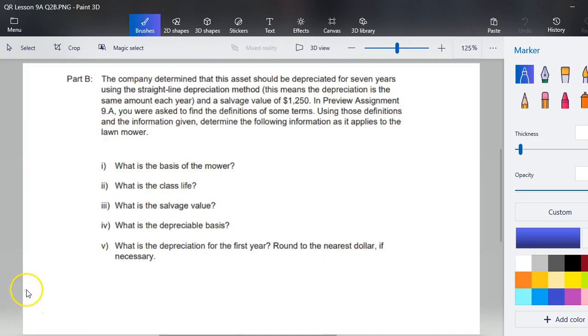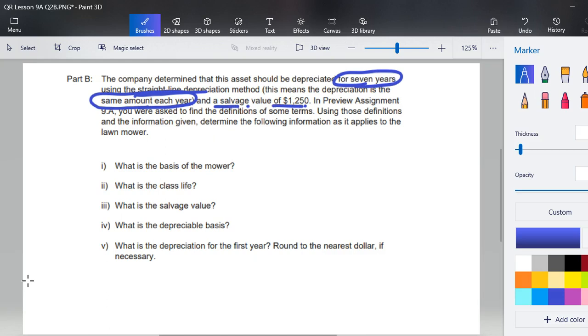Do start and stop this part B, as we answer these, to make sure that you've got the vocabulary written down and a definition and even an example using the one that we're talking through. The company determined that this asset should be depreciated for 7 years using the straight line depreciation method. It means that the depreciation is the same amount each year. Big deal. And there's a salvage value of $1,250.